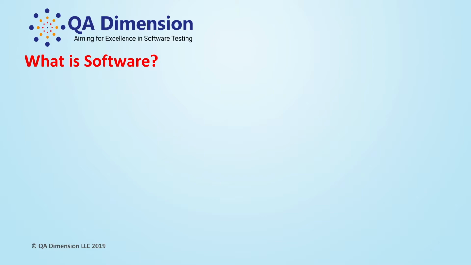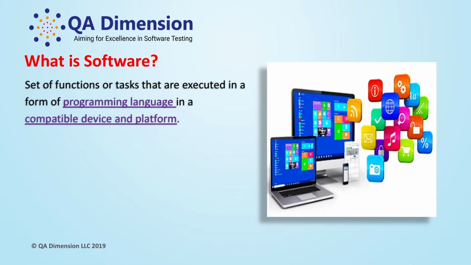So both words are used interchangeably. In real projects, IT professionals often refer to software as an application. Just keep that in mind. They're basically using the same terminology. So what is software? In a plain term or in a general sense, software is a set of functions or tasks that are executed in a formal programming language in a compatible device and platform.